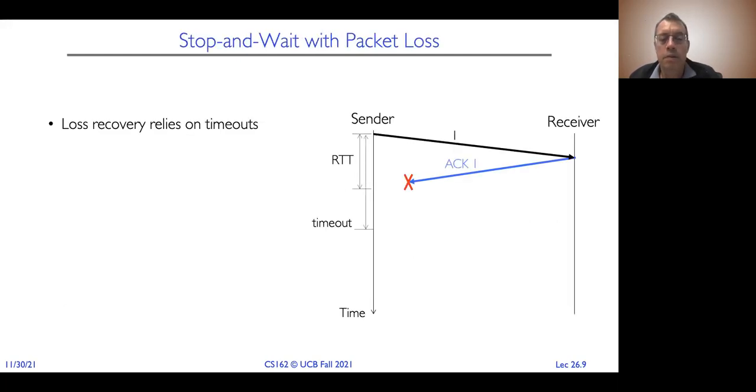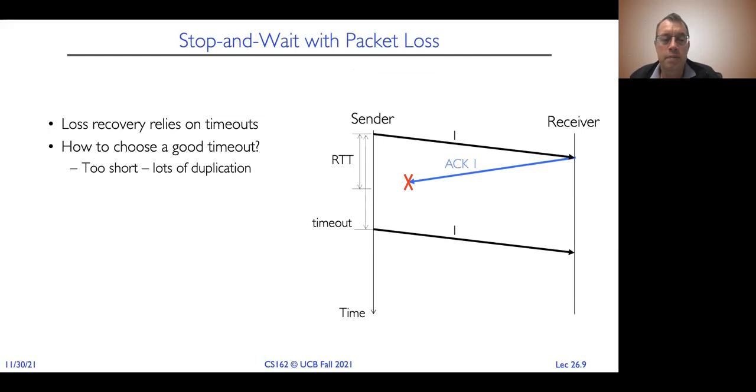Okay, so this is the example when the ACK is lost, you resend the packet and now the receiver gets 2 packets, right? Now, one of the challenges here is how you are going to pick the timeout. If the timeout is short, you may get lots of duplicates. So why is that?